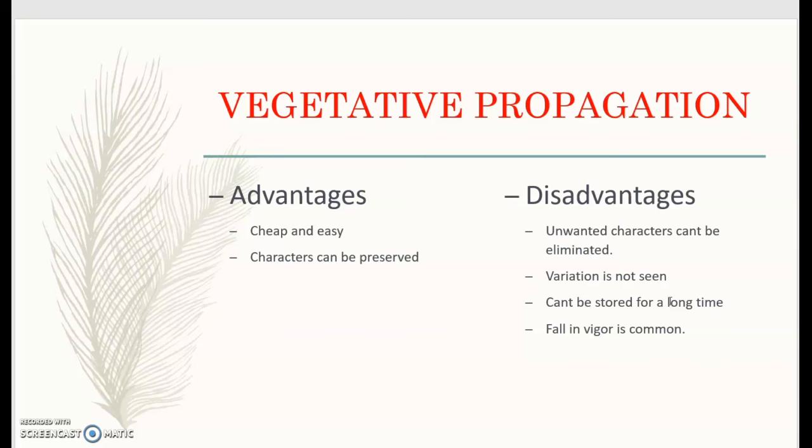So seeds are the product of sexual reproduction. So we are comparing this. This is a product of asexual reproduction. So asexual propagules cannot be stored for a long time, and sexual propagules can be stored for a longer time. And then fall in vigor.